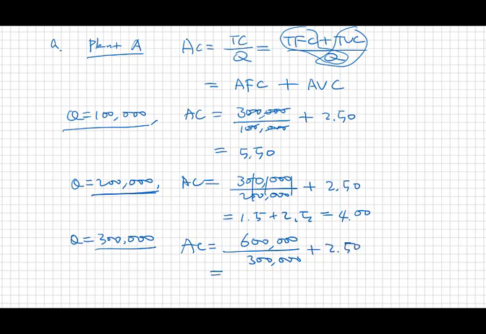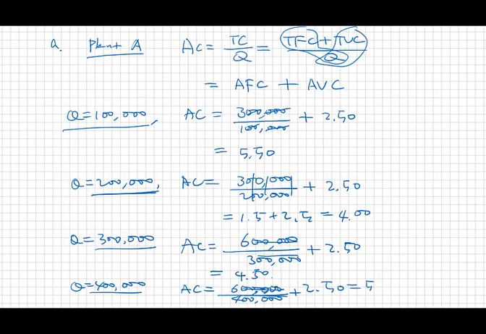So by calculating it, you have 450. And for quantity 400, again, two plants A, two of them can cover 400,000. So your average cost again has components: 600,000 total cost divided by 400,000 units, and average variable cost 250.